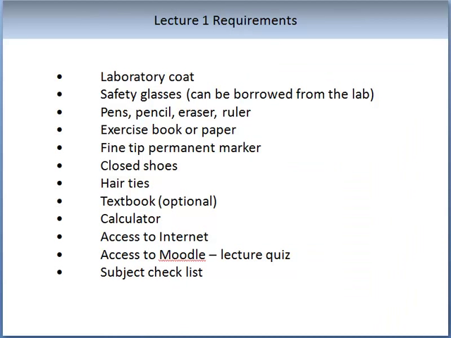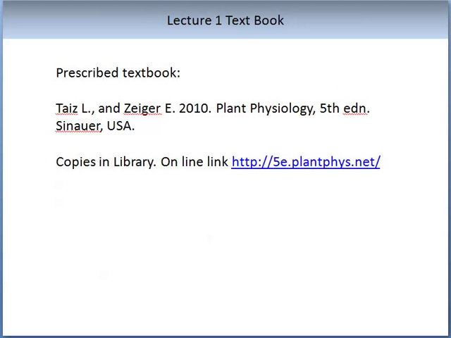The following slide gives a list of the requirements you will need to complete this subject. The 2 that I suspect will be the most important are access to Moodle, so that you can look at the lecture material and complete the quizzes, and the subject checklist, which you will find at the end of this lecture. There are a number of recommended texts and literature.